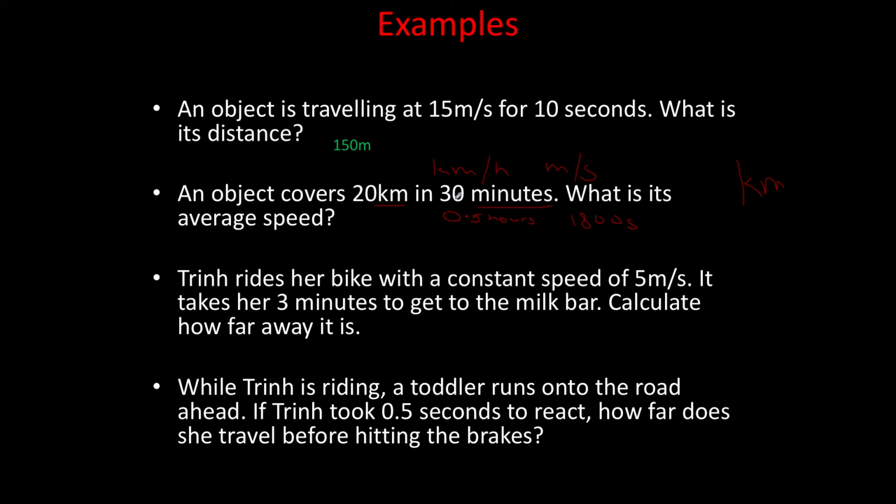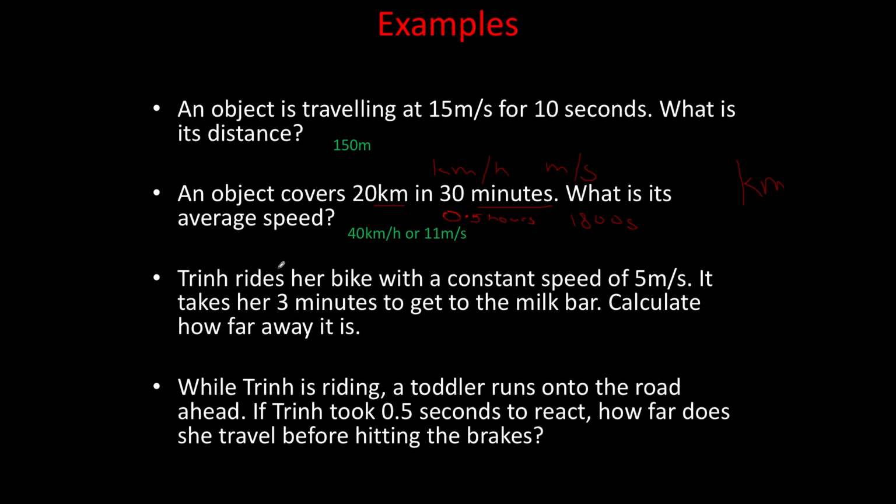Either do 20 kilometers and 0.5 hours, or do 20 kilometers, which would be 20,000 meters, and instead of minutes, use 1,800 seconds. So you need either the units kilometers and hours or meters and seconds. Once you've converted either one of these two, this one either into meters, this one either into hours or seconds, you should have had an answer of 40 kilometers an hour or 11 meters per second.